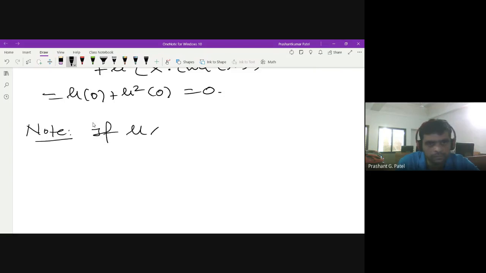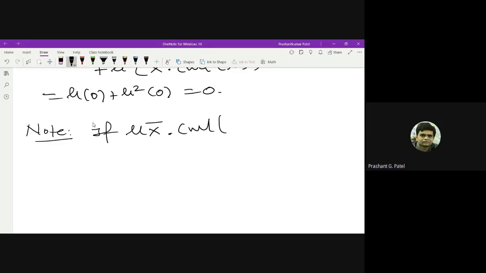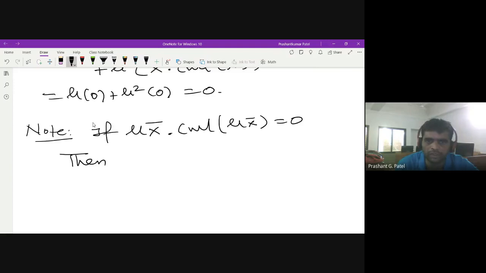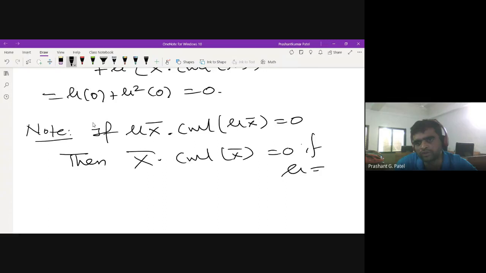If mu into x bar dot curl of mu into x bar is 0, then obviously you can take out mu from here and you can take mu here. Here if you take out mu, then mu square will be common. Then it is x bar dot curl of x bar is 0 if mu is non-zero. Okay, so that is the thing we should write here.